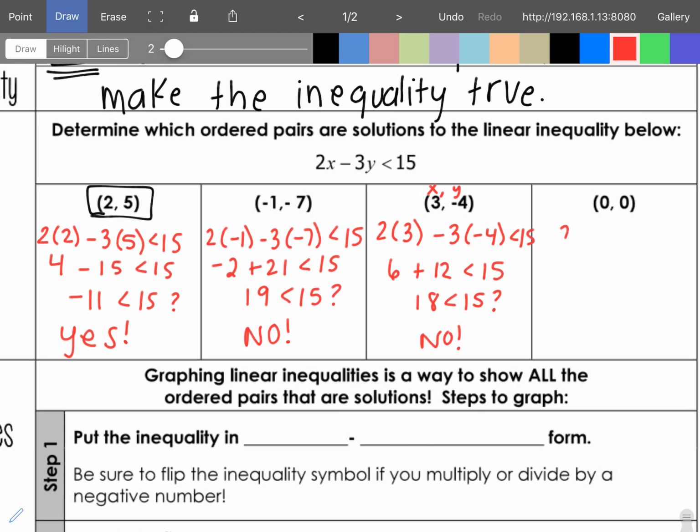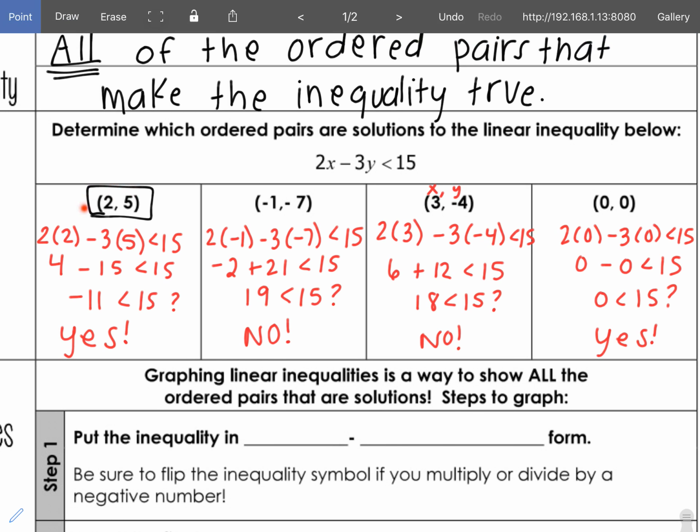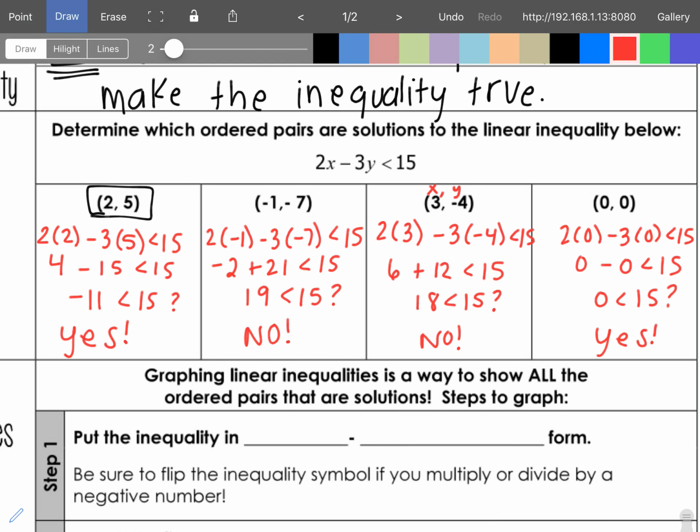Last one we're going to try is 0, 0. So 2 times 0 minus 3 times 0 is less than 15. This is 0 minus 0 is less than 15. Is 0 less than 15? Yes. So this is a solution as well. So the only two solutions were (2, 5) and (0, 0). Both of the other points made the inequality false.